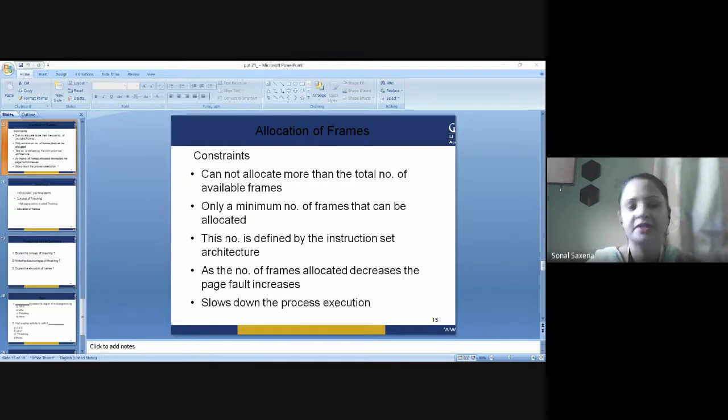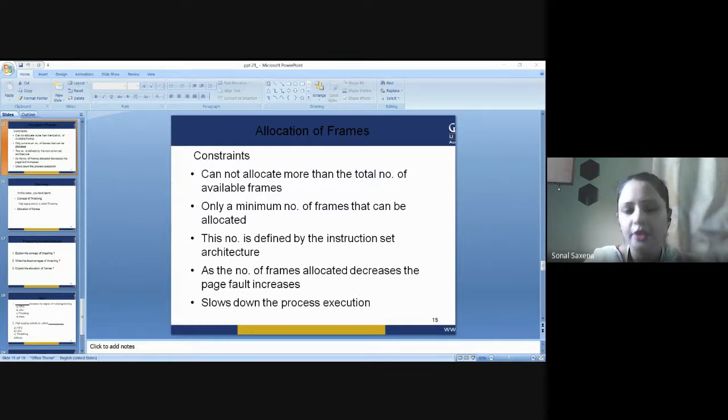The major disadvantage of equal allocation is that in systems with processes of varying sizes, it does not make much sense to give each process equal frames. There are many processes of variable size, so it makes no sense to allocate an equal number of frames to every process. One process may need more than that. This creates a major disadvantage in allocation.